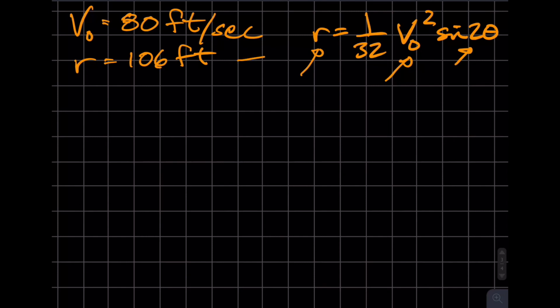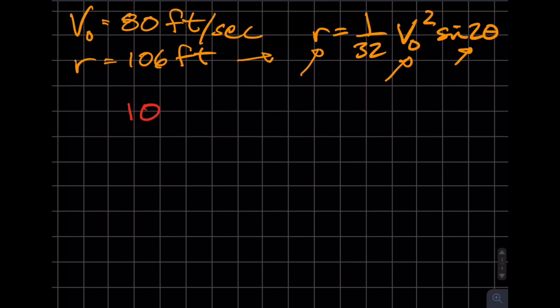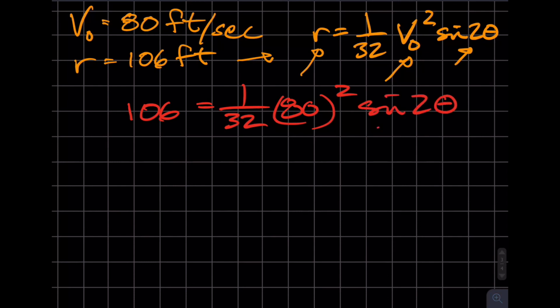So now I'm going to substitute these values into the equation, and so we get 106 feet equals 1 over 32 times 80 feet per second squared times the sine of 2 theta. And what we're looking for is to solve for that angle. What was the angle off the bat?